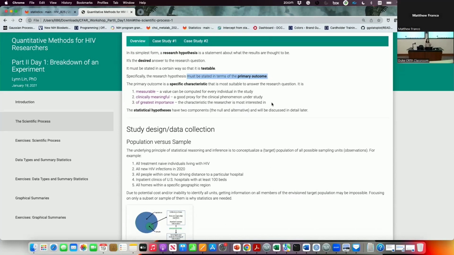And obviously, you can define different types of primary outcomes. But if you want to conduct quantitative analysis, the primary outcomes have to specify some specific characteristics.